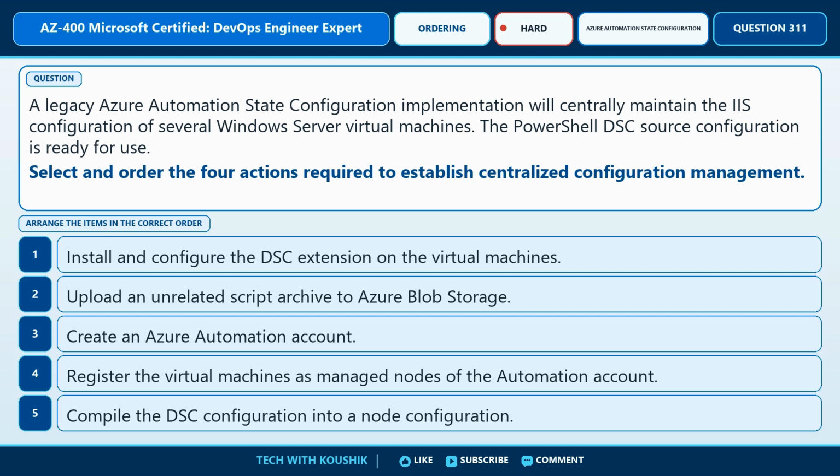Item 1. Install and configure the DSC extension on the virtual machines. Item 2. Upload an unrelated script archive to Azure Blob Storage. Item 3. Create an Azure Automation account. Item 4. Register the virtual machines as managed nodes of the automation account. Item 5. Compile the DSC configuration into a node configuration.